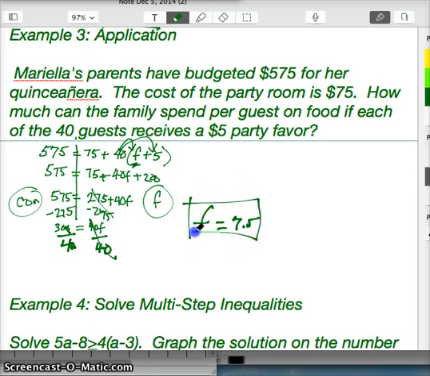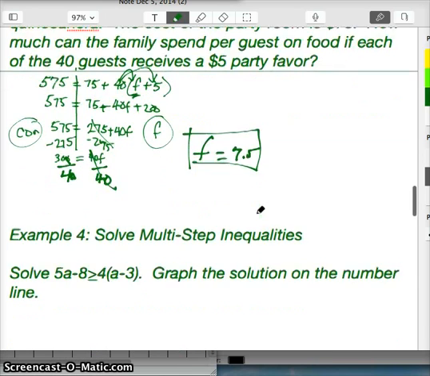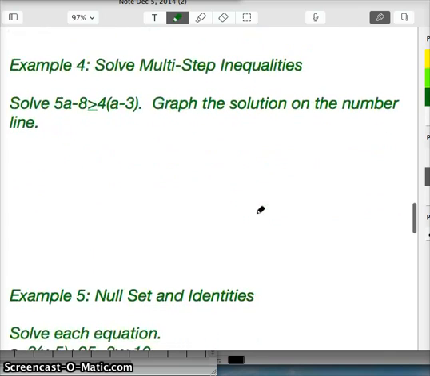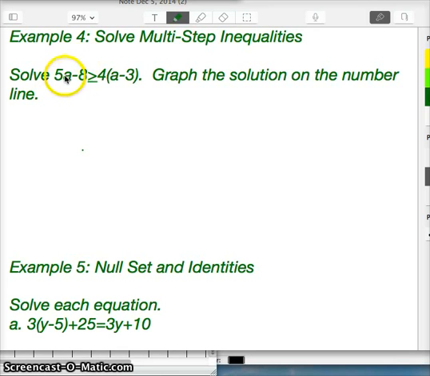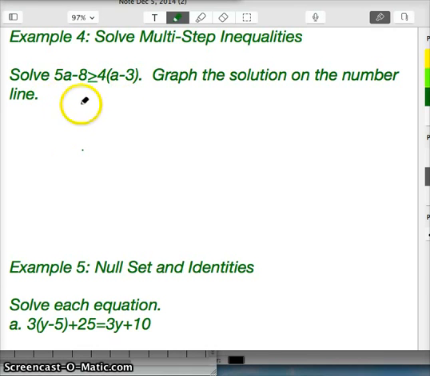Let's look at our next example, example number 4. We're going to solve multi-step inequalities. So again, whenever I see that I'm solving an inequality, I really want to keep in mind what happens when the sign is negative if I multiply and divide both sides by a negative number. So as I look at this, 5a minus 8 is greater than or equal to 4 times this quantity. I need to simplify both sides of this inequality.